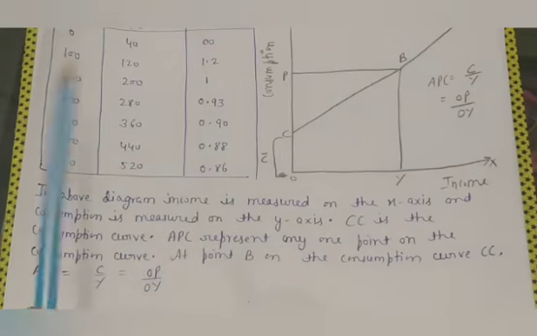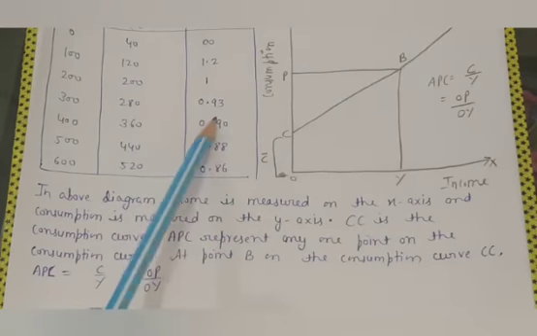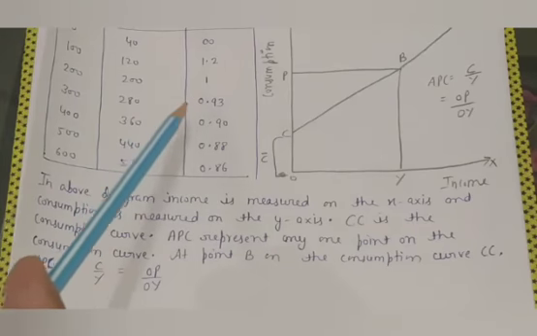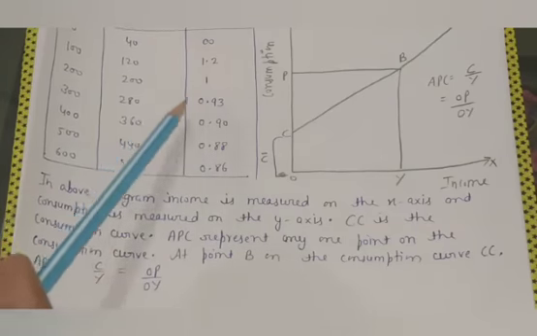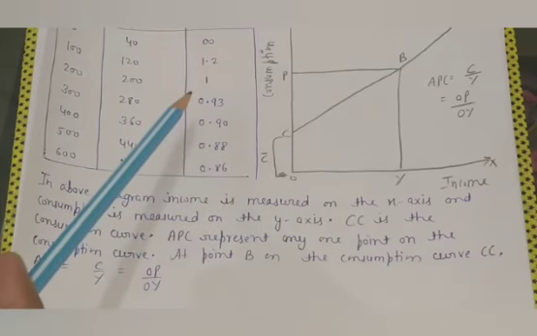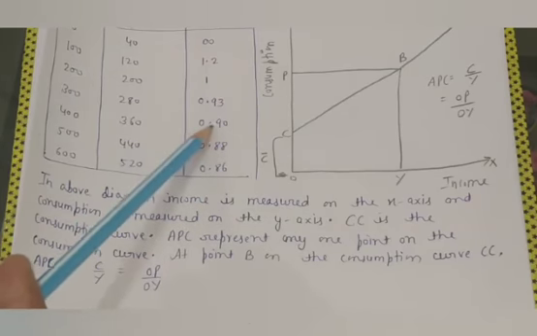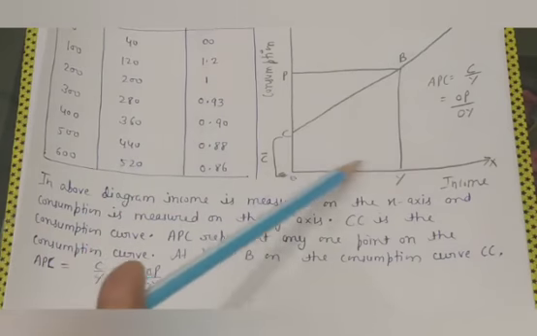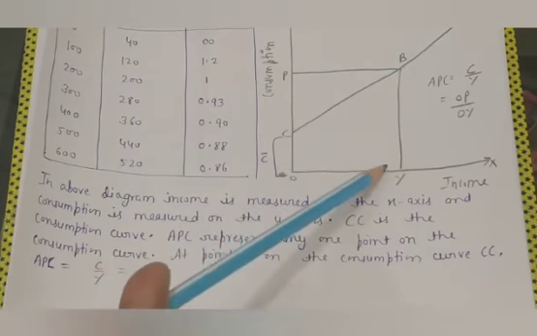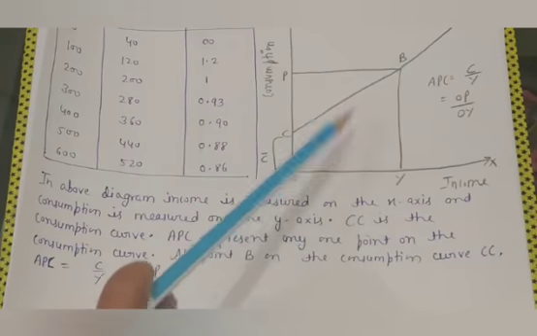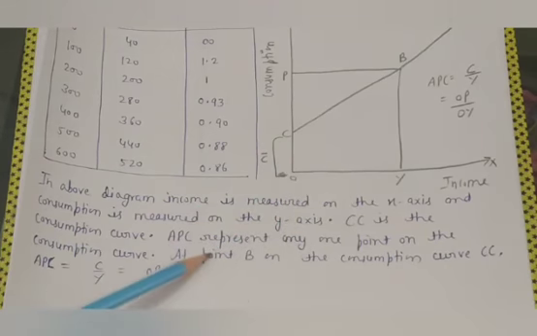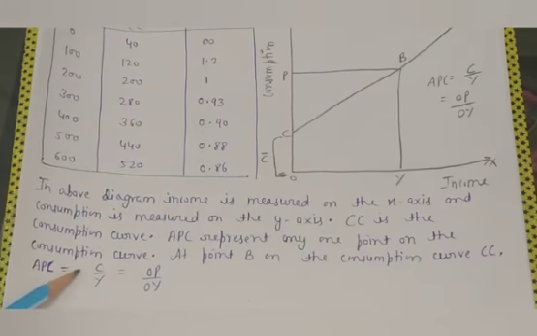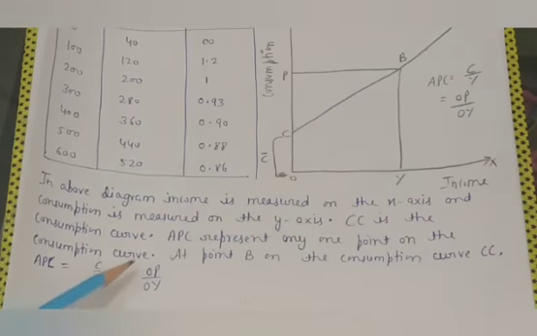How will you calculate the value of APC? First of all, what is the meaning of APC? APC refers to the ratio of consumption to the corresponding level of national income. Then how to calculate the value of APC in a schedule, and in a diagram: all of you have learned it. After this you will explain this diagram. APC is equal to C upon Y, which is equal to OP upon OY.